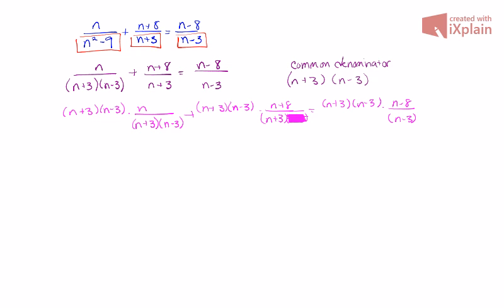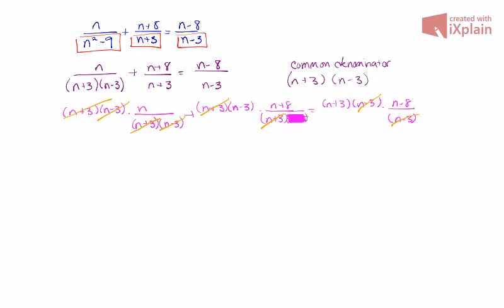Okay, so now, because we're going to multiply each term by the common denominator, we are able to successfully clear out the denominators of each rational expression. Notice that I have an n plus 3 up here and an n plus 3 in the denominator. That will cancel, as will these n minus 3s. The n plus 3s on this term will cancel out, and the n minus 3s will cancel out here.